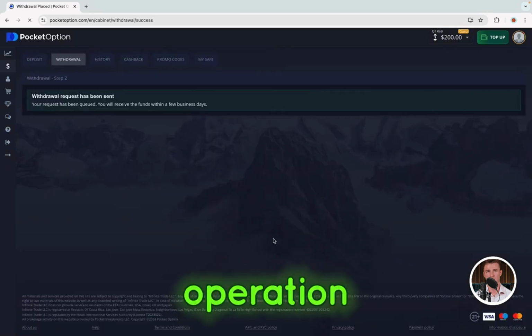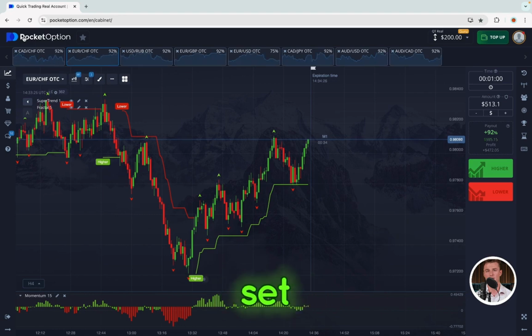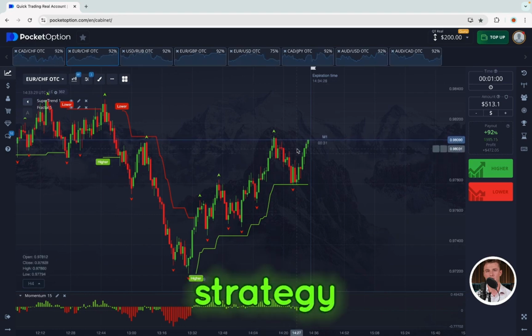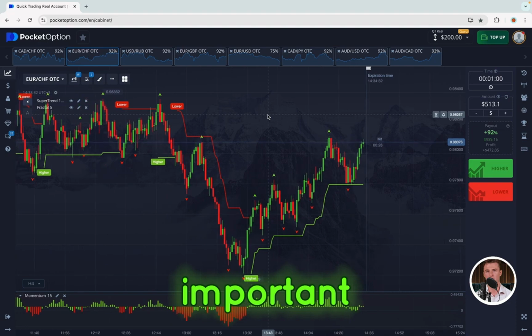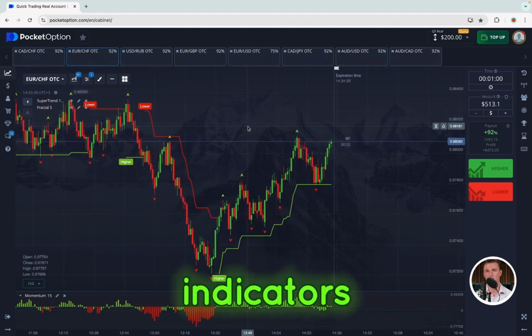The withdrawal operation is being successfully performed. This is how trading turned out today using the set of indicators when working with this strategy. Market analysis is very important. And without this, I do not advise you to use this set of indicators in your trading.